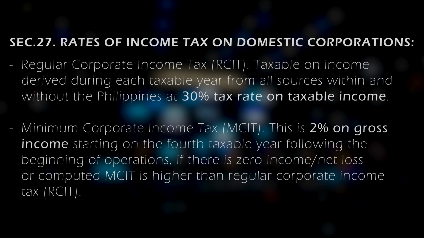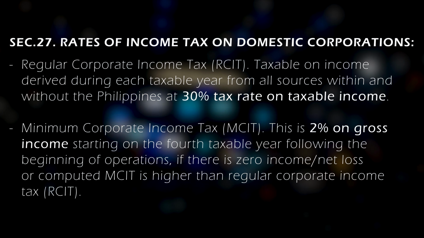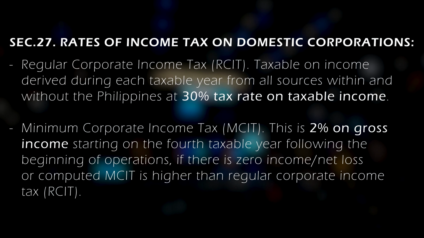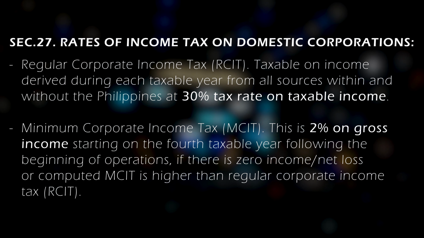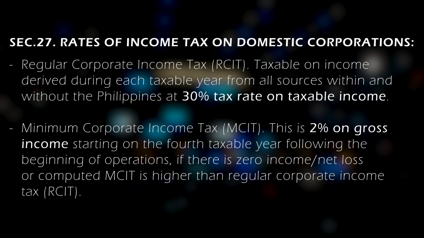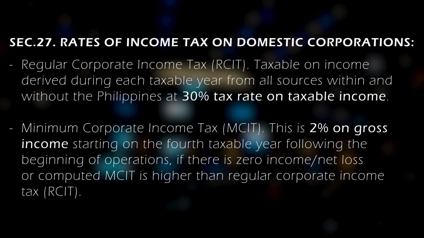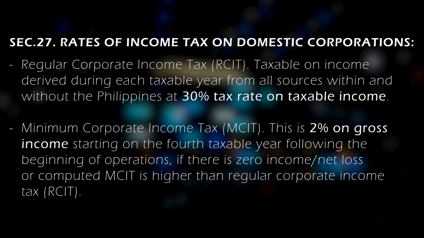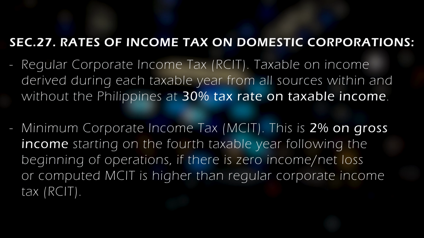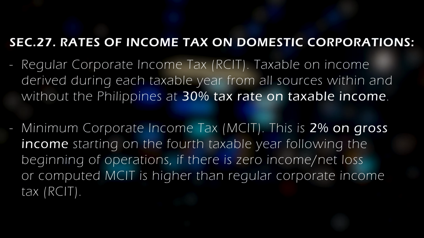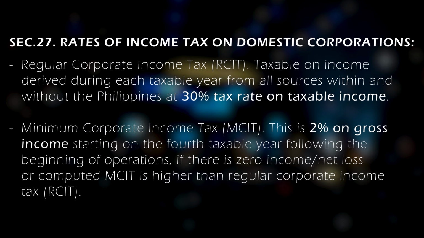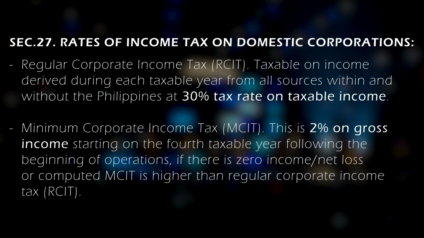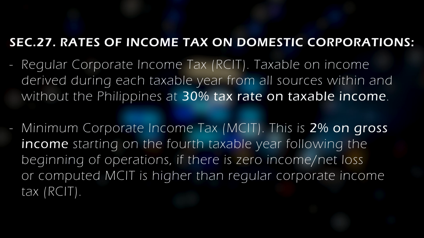Domestic corporations in general are taxed on their taxable income from sources within and without the Philippines at a rate of 30%. They may also be taxed using the minimum corporate income tax or MCIT, which is 2% of the gross income. Now, MCIT shall be imposed whenever a corporation has zero income or net loss, or the computed MCIT is greater than the normal income tax due.